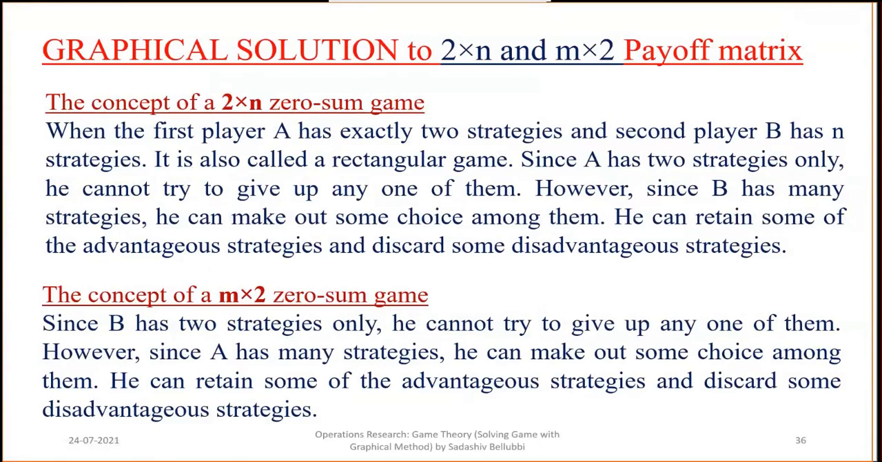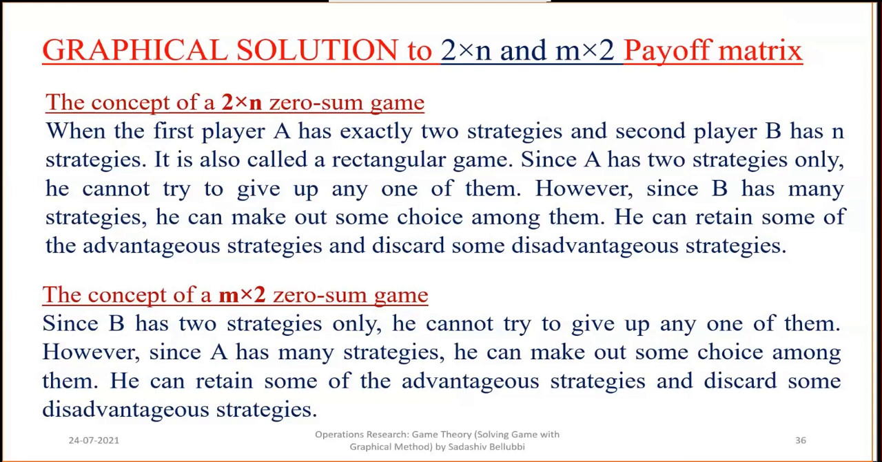In this session, we'll study the graphical solution to the 2 by n and m by 2 payoff matrix. Here there are two types of payoff matrix. One is if they are given a 2 by n zero sum game or else an m by 2 zero sum game, we can solve it by the graphical method.